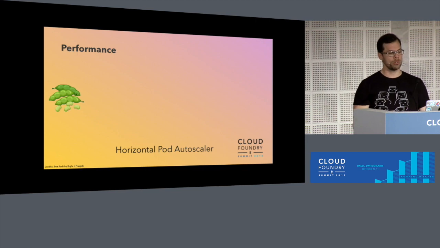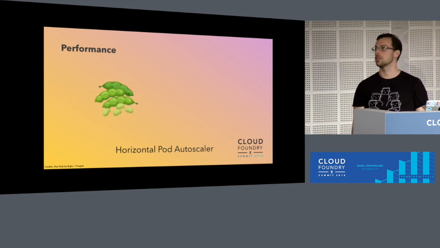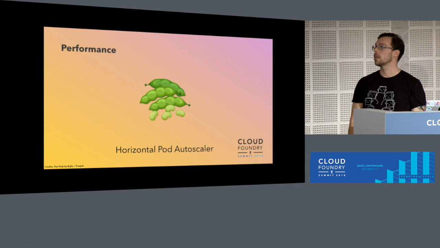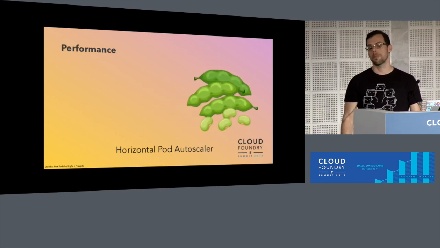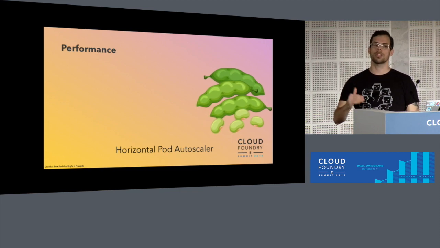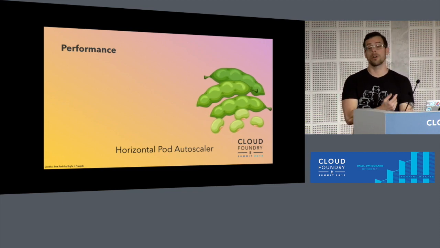Something else that we expose is a feature from Kubernetes called horizontal pod autoscaler. You can set the threshold on CPU usage and other custom metrics to be able to automatically scale up your pods, your pod replicas, when the threshold is met.